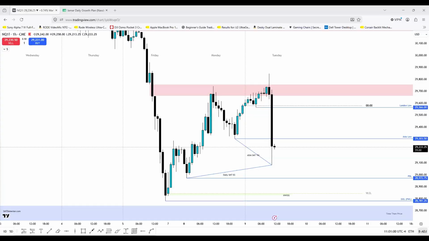What's going on, guys? Here's a quick trade breakdown as to why I took this short trade, this selling opportunity here. So I have a three-step process.